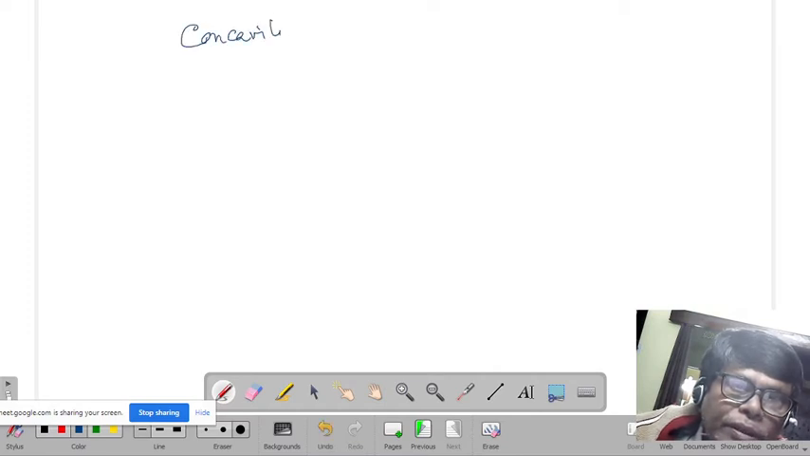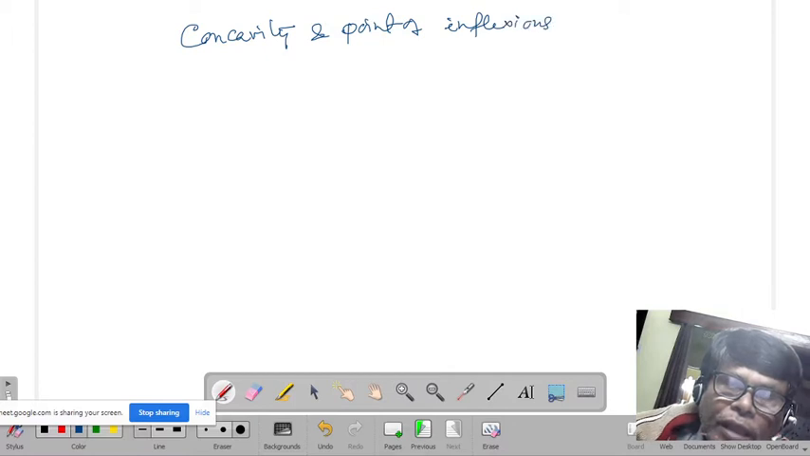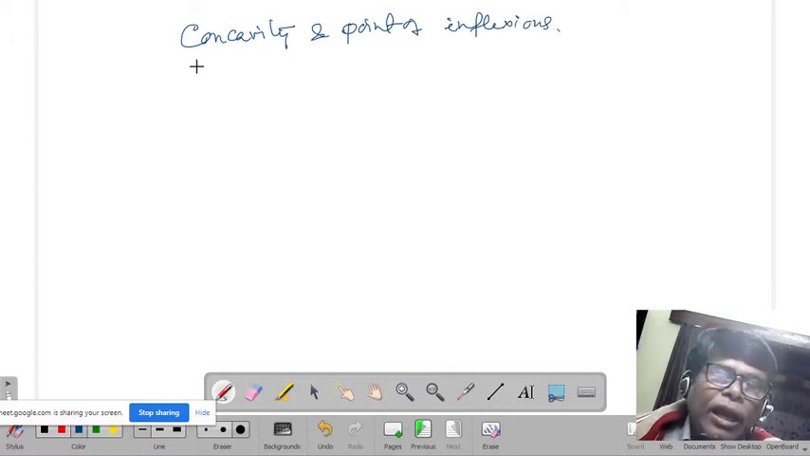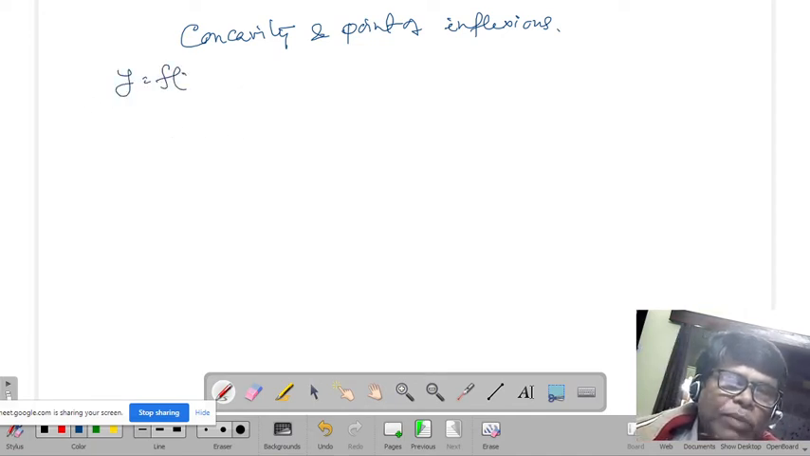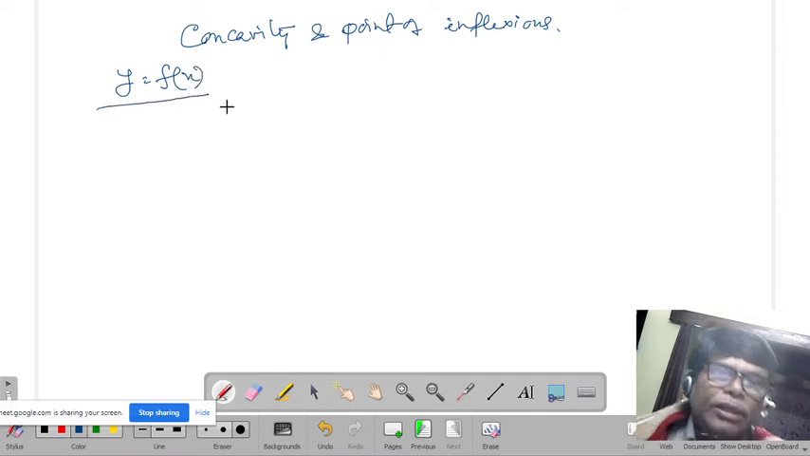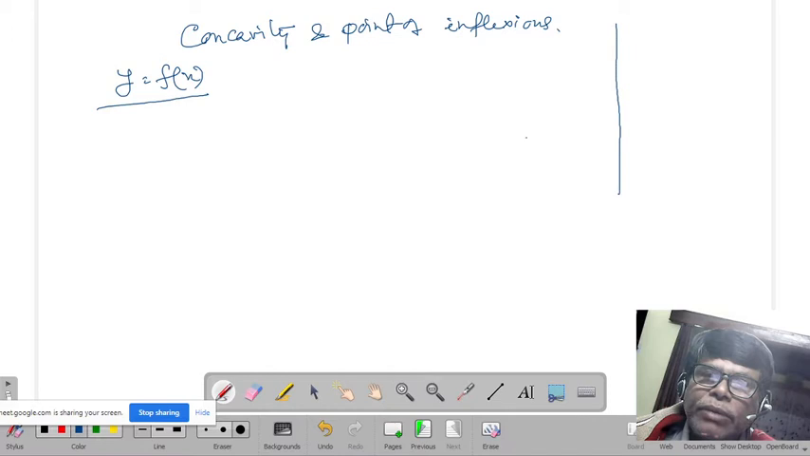concavity and point of inflections. Okay, this is something interesting, and this is concerned with the curve y is equal to f(x). So if f(x) is continuous and you draw x and y, you will get a continuous curve like this.